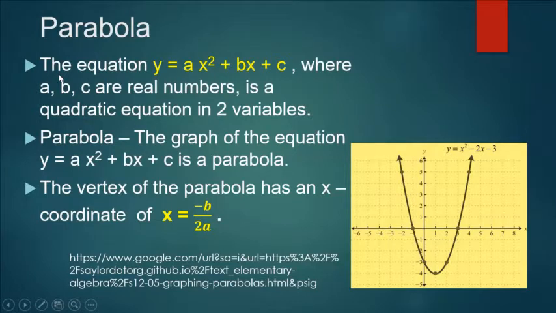The equation y is equal to ax squared plus bx plus c, where a, b, and c are real numbers, is a quadratic equation in two variables. Parabola. The graph of the equation y is equal to ax squared plus bx plus c is a parabola. The vertex of the parabola has an x-coordinate of x is equal to negative b over 2a.